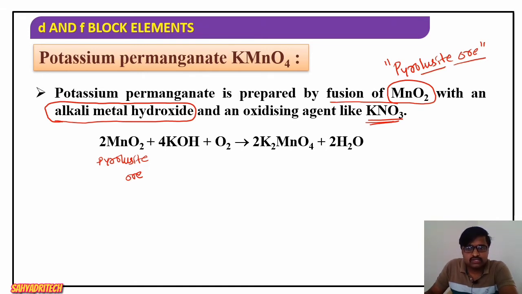So pyrolusite ore gets oxidized to what? It gets oxidized to potassium manganate.